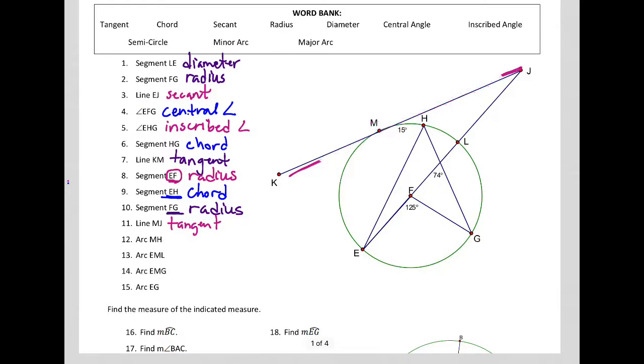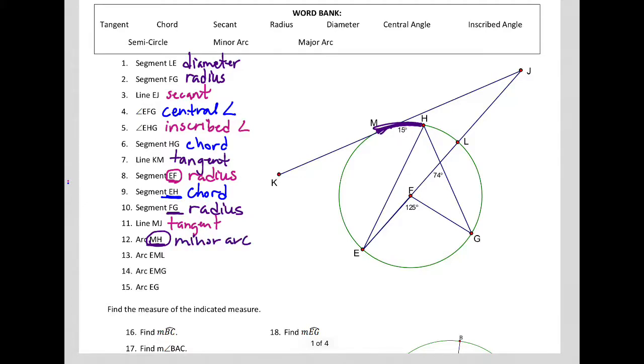So now we're moving on to arcs. So notice if it's an arc, that means you're going around the circle from one point to another. So arc M to J. So starting at M, going around the circle to, not MJ, MH, excuse me, MH. So from M to H, that right there is an arc. And remember, you have a few different options for arcs. You have minor arc, major arc, semicircle. So that, because it's less than a semicircle, anytime it's less than 180, that is a minor arc.